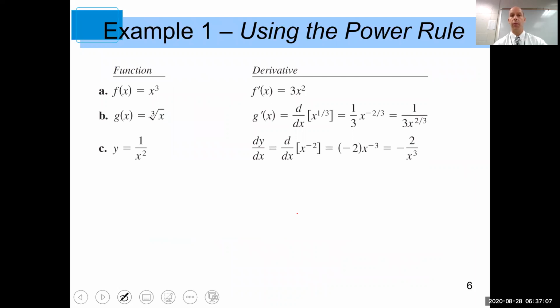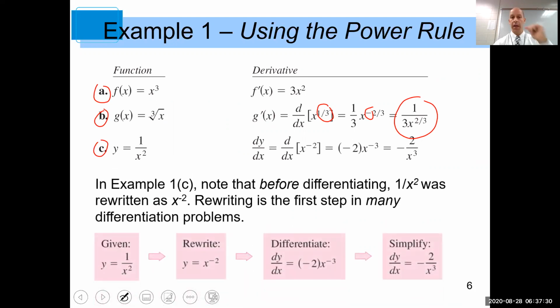Here are some more examples of using the power rule. I've already done example A. You can look at example B, which has a rational exponent. You'll get a final answer here. Note that this becomes negative. And then I did one with the x squared in the denominator. These bottom ones tend to be the ones that students get a little confused on.